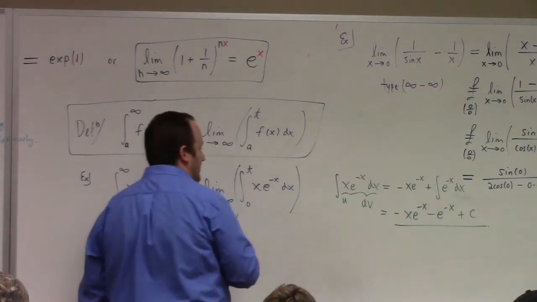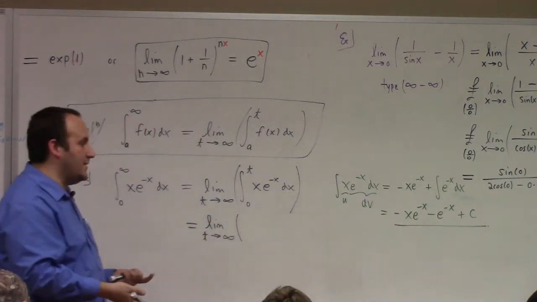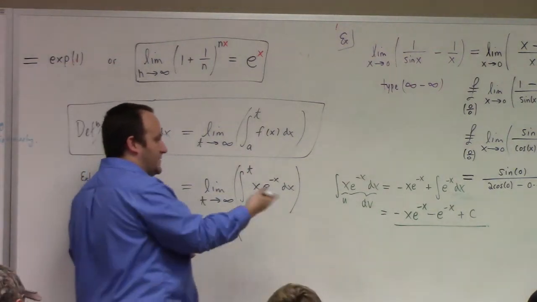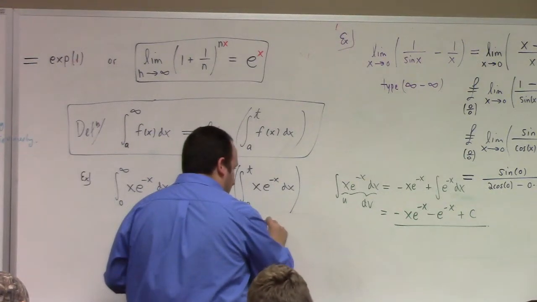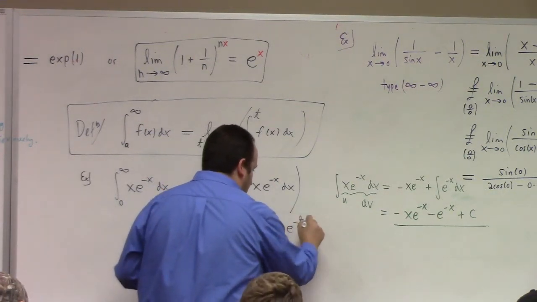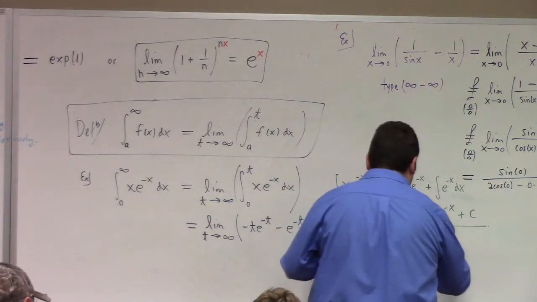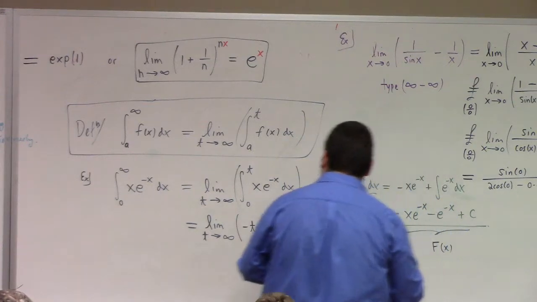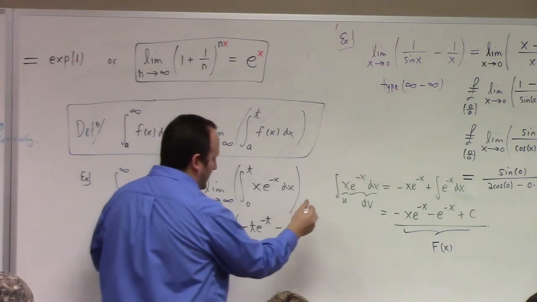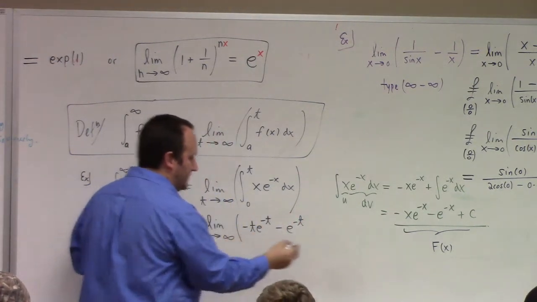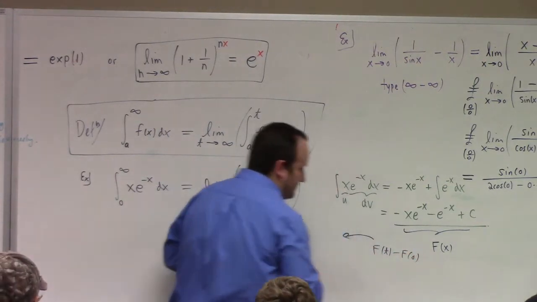You can do it. Now, that's an antiderivative for this integrand, right? I have to use the fundamental theorem of calculus part 2 to actually evaluate from 0 to t. So the t is easy enough. That's minus t e to the minus t minus e to the minus t. That's what I get from, let me call this thing, for the sake of discussion, big F of x. So by the fundamental theorem of calculus, I should be looking at big F of t minus big F of 0.